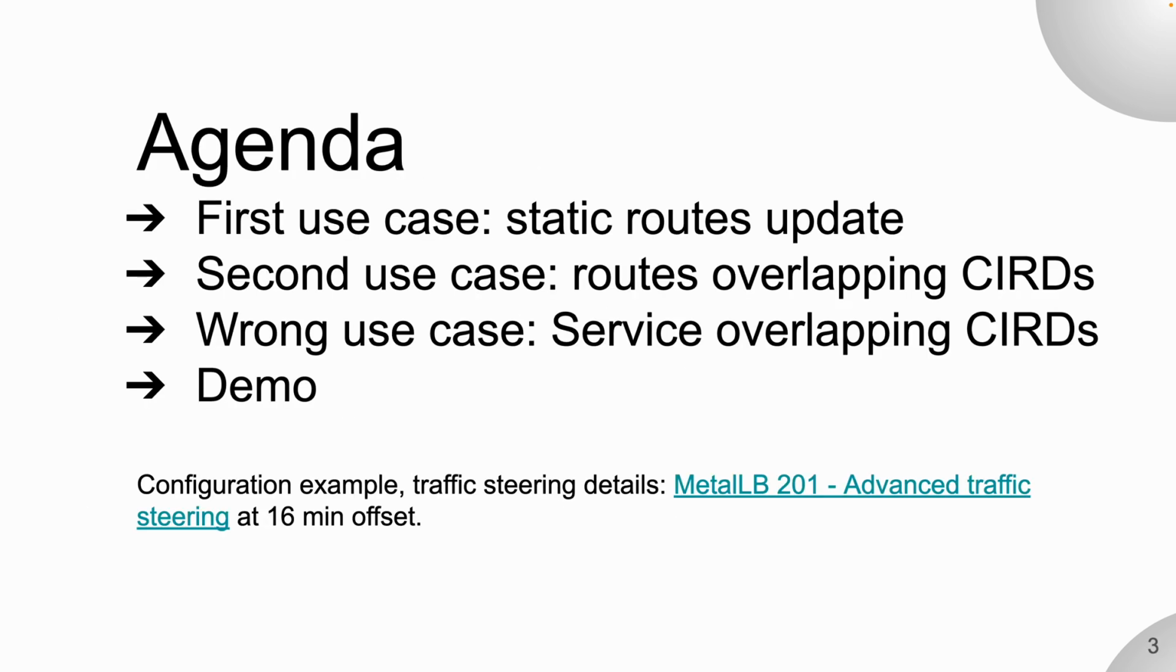The agenda for the presentation. The first use case of EgressIP+VRF is static route update. The second use case is routes overlapping CIDRs. And the wrong use case, when you should not use EgressIP+VRF, Kubernetes service overlapping CIDRs, followed by a demonstration. If you want to get a configuration example or details on the traffic steering, please have a look at the previous presentation I've done on MetalLB 201, Advanced Traffic Steering, 16 minutes offset on the same YouTube channel.